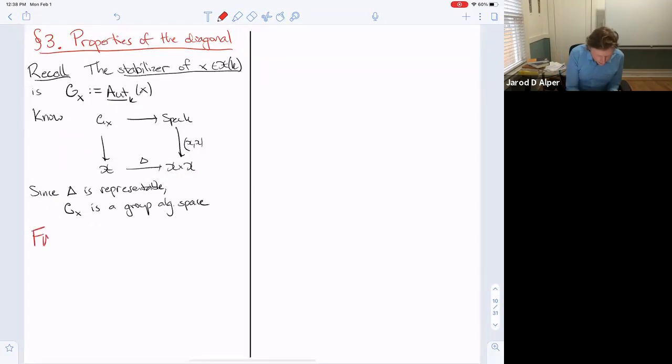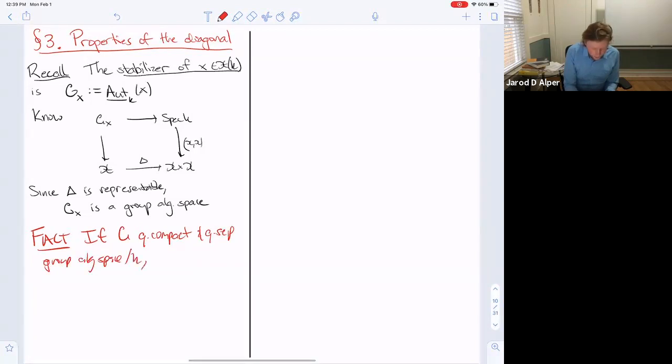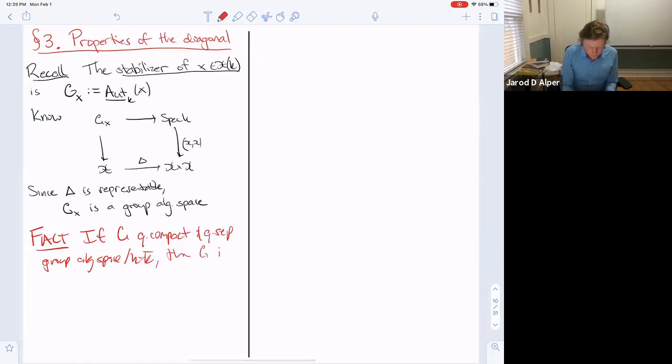And maybe as a fact: if G is a quasi-compact and quasi-separated group algebraic space over a field K, let's say K is algebraically closed, then it's actually a scheme. It's actually an algebraic group over K.